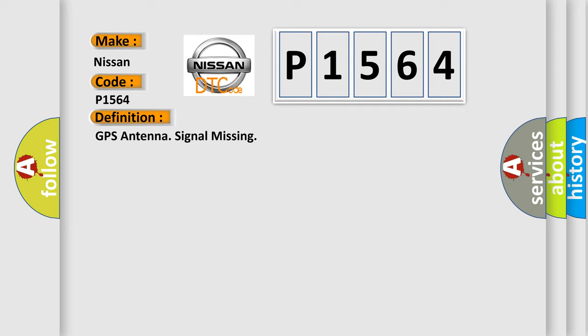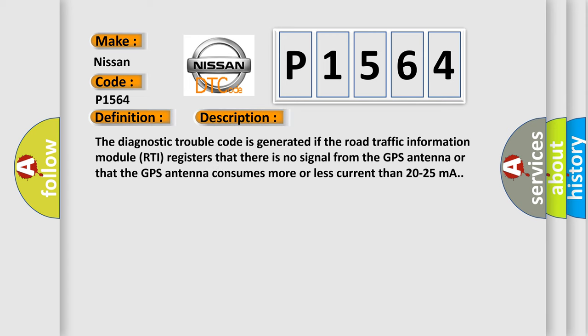And now this is a short description of this DTC code. The diagnostic trouble code is generated if the road traffic information module RTI registers that there is no signal from the GPS antenna, or that the GPS antenna consumes more or less current than 20 to 25 milliamperes.